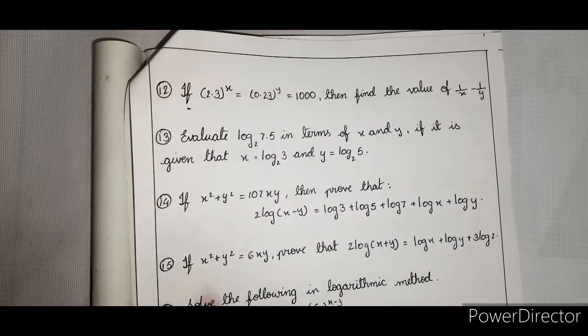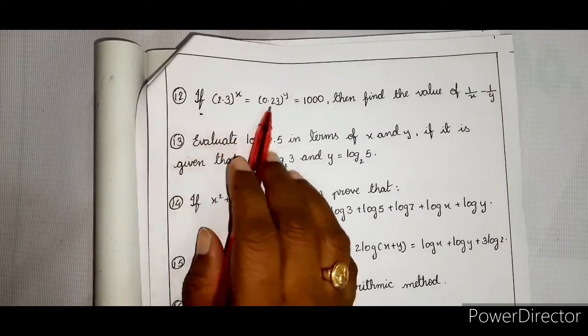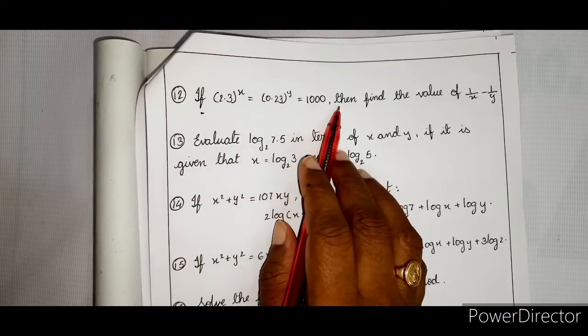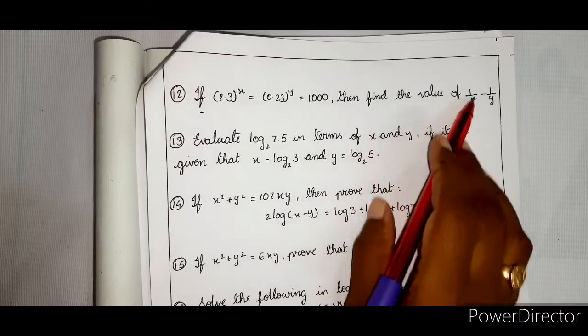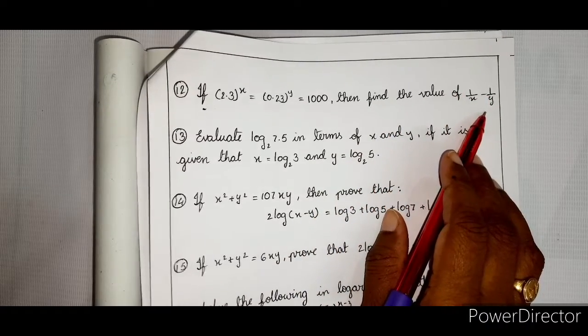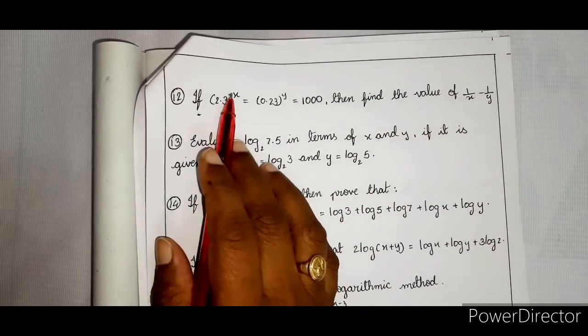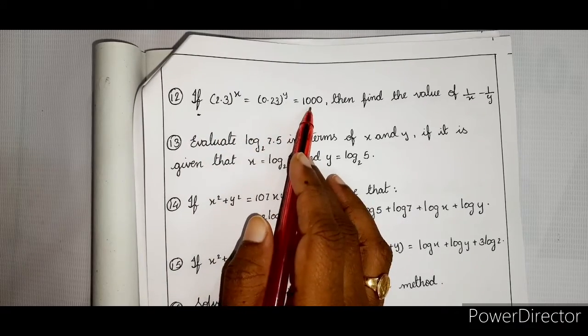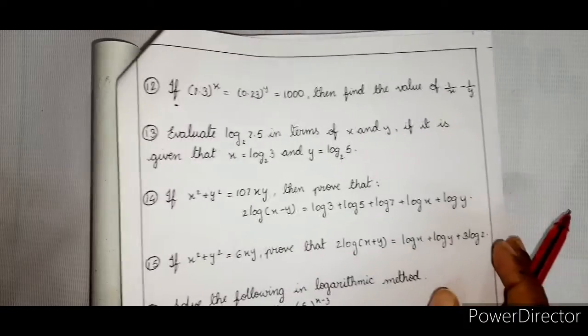So now, yesterday we dealt till the 11th problem, and now let us see the 12th problem here. If 2.3 whole power x is equal to 0.23 whole power y is equal to 1000, then find the value of 1 by x minus 1 by y. So what is given? 2.3 to the power x is 1000, 0.23 to the power y is also 1000. Then find the value of 1 by x minus 1 by y.